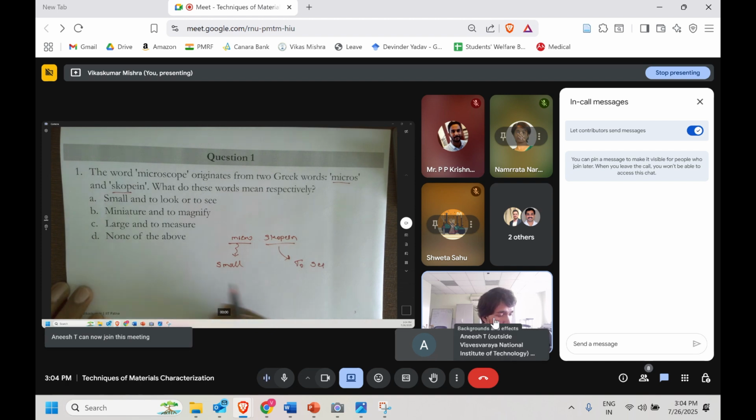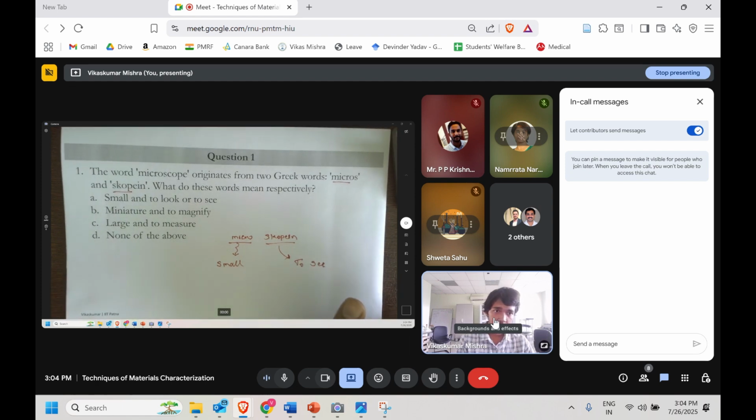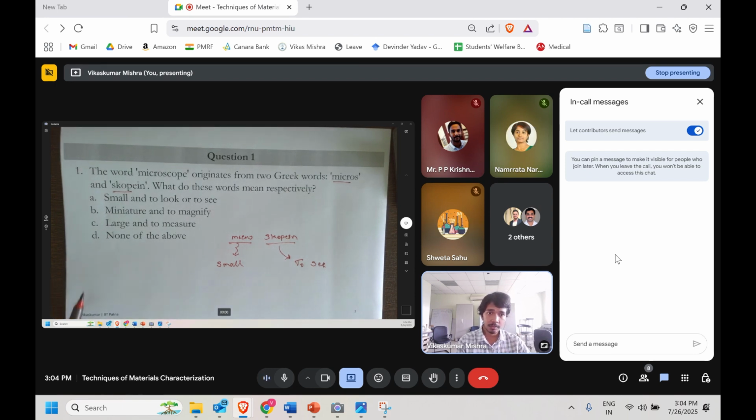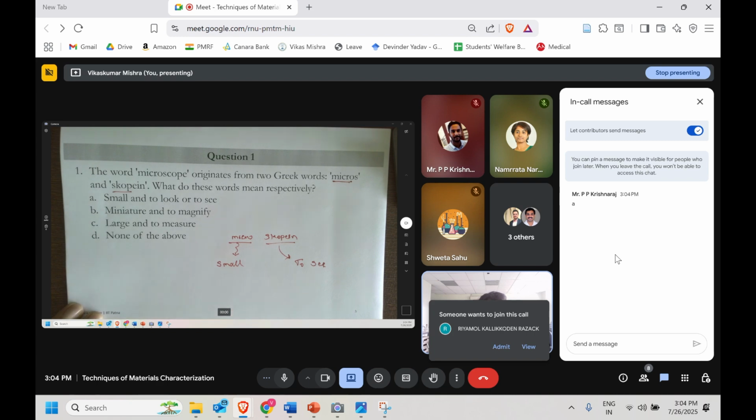Right? So among this A, B, C and D, which one will be the correct answer? Please feel free to write in the chat box your opinion, what you think. If there is any conflict in that, then we'll try to solve them. So here we understood the word microscopian.